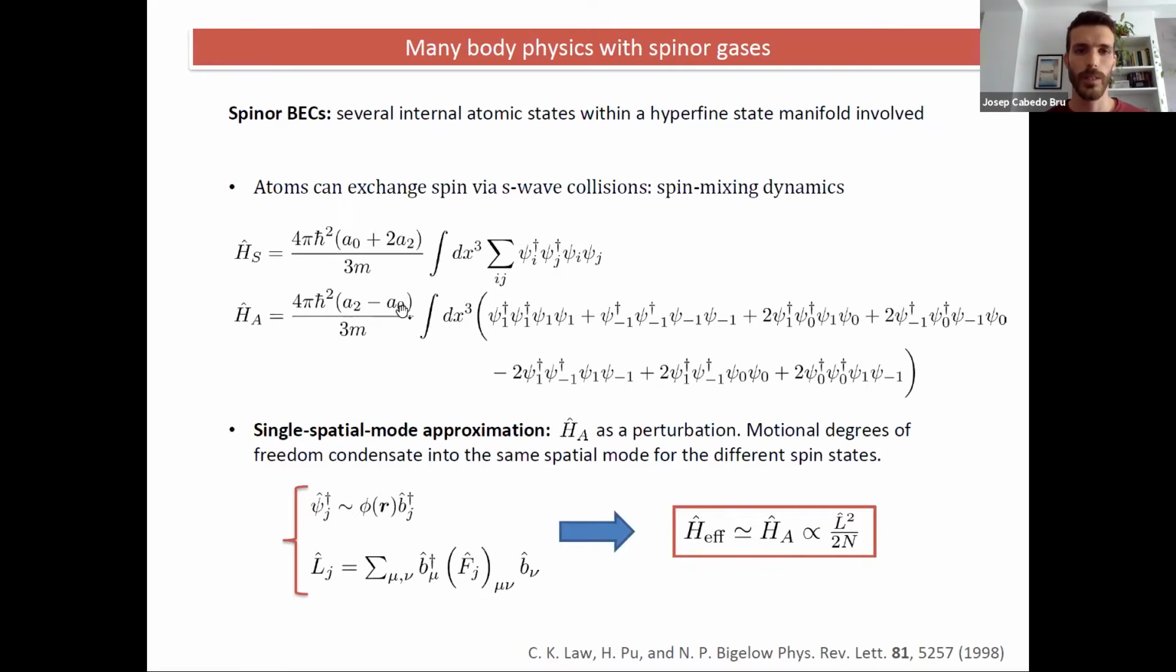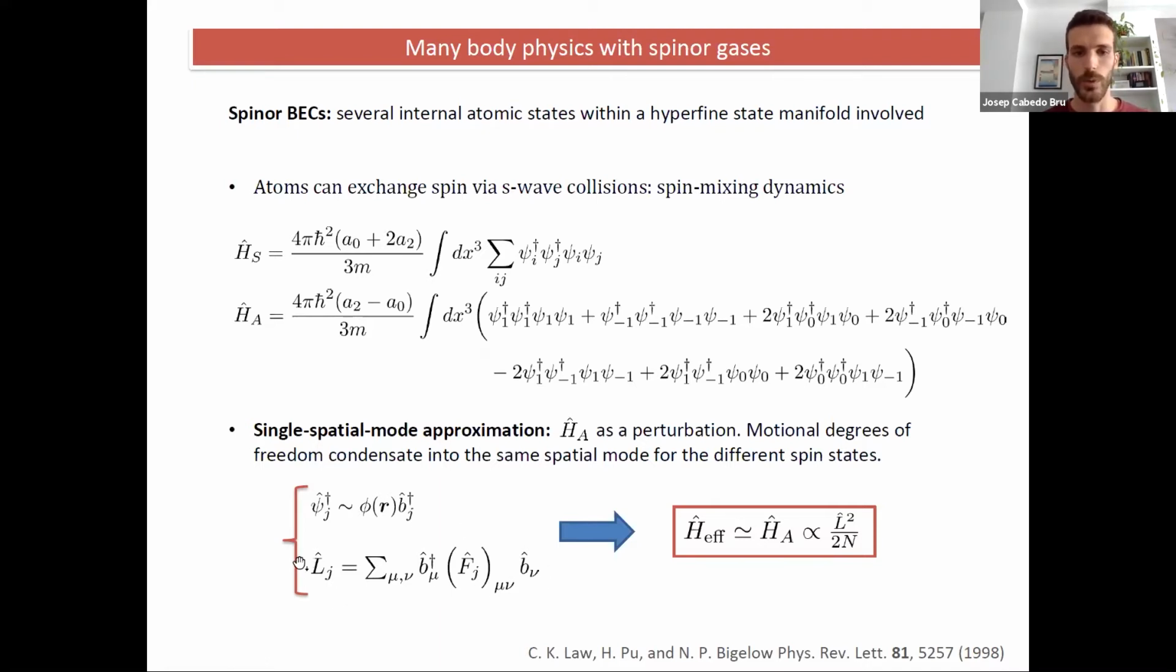But normally they are in the same order of magnitude. So in general, this contribution is much weaker than the symmetric part. In this situation, all the spin states in the gas can condense to the same spatial mode. When this is fulfilled, this is known as the single spatial mode approximation. And then we can treat the non-symmetric part of the interactions perturbatively over these symmetric solutions.